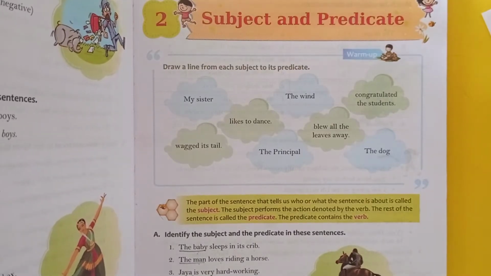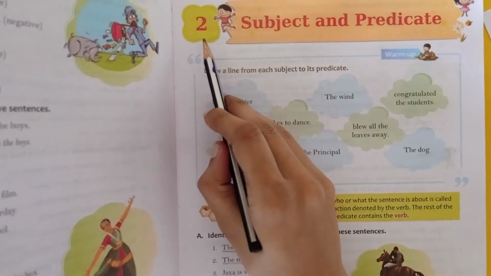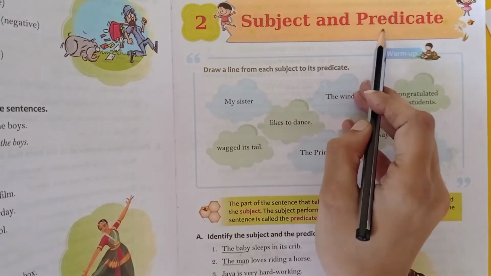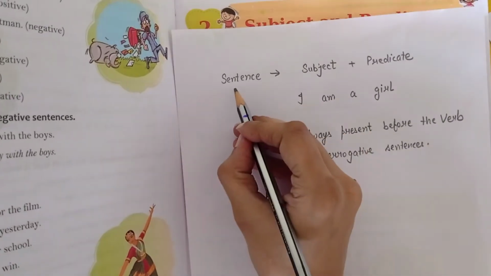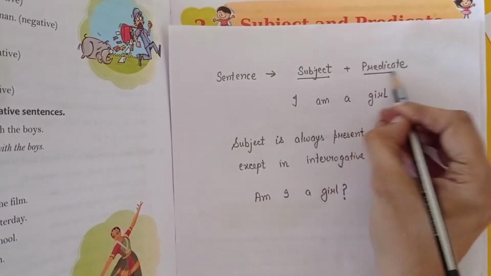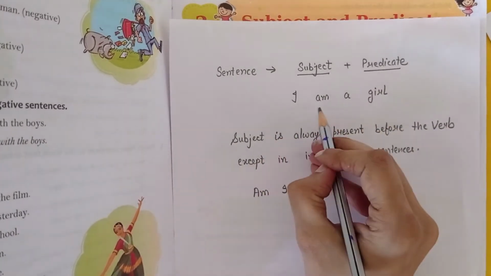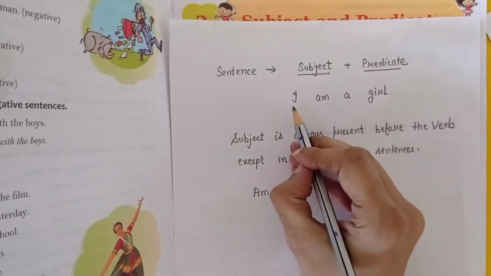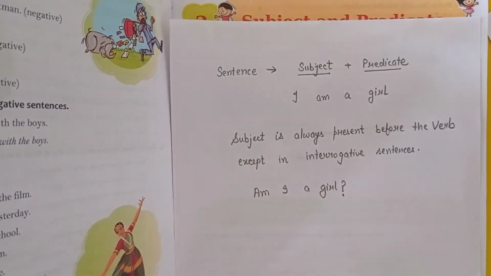Dear students, please open your books at page number 7, chapter number 2, subject and predicate. So before we begin, let us understand this. A sentence is a combination of a subject and a predicate. For example, let's take one sentence, I am a girl. Now this is a complete sentence. And now this is a combination of a subject and predicate.